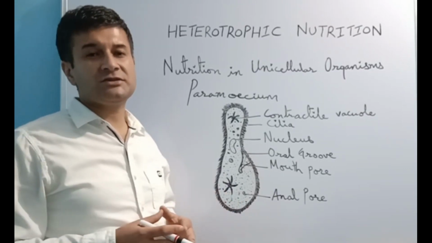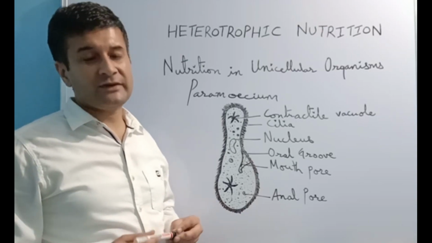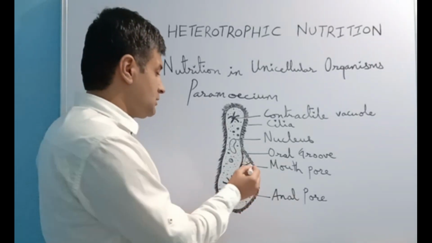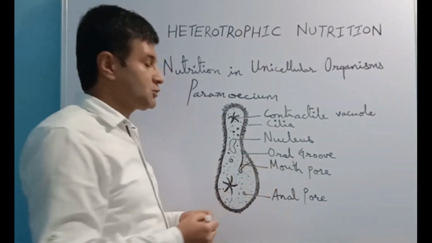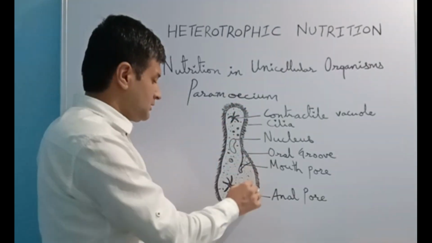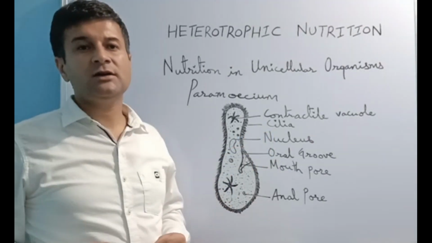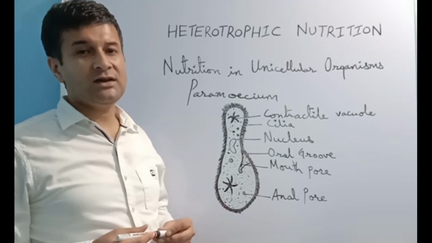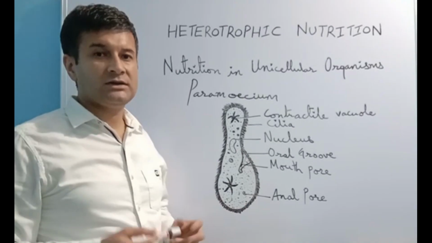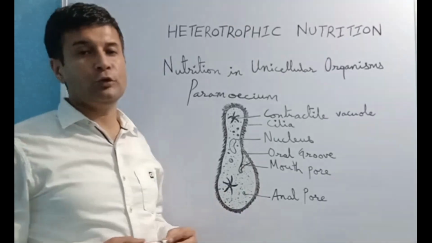In unicellular organisms such as Paramoecium, food is taken in at a particular or specific spot. Here, Paramoecium has a mouth pore through which the food is taken in. The entire body surface is covered by hair-like structures known as cilia, and the movement of cilia helps in moving the food to this particular spot. The undigested food is removed from the body through the anal pore.